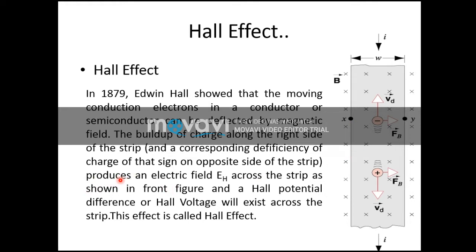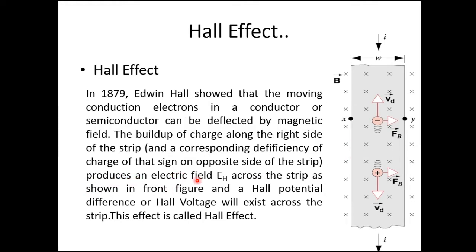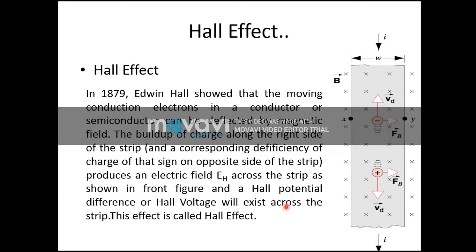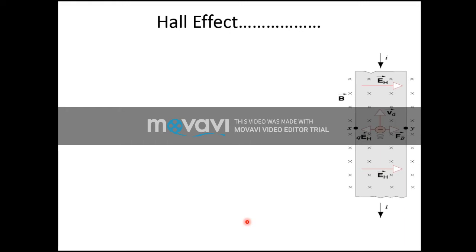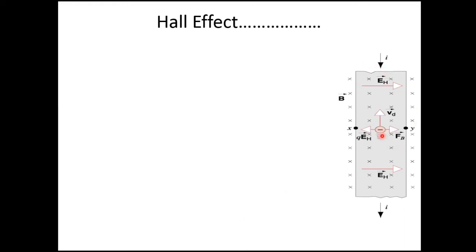Now what this will do, this will produce an electric field EH across the strip as shown in the figure, and a Hall potential difference or Hall voltage will exist across the strip. This effect is called Hall effect. So as you can see in this figure that suppose here you are seeing the negative charge.